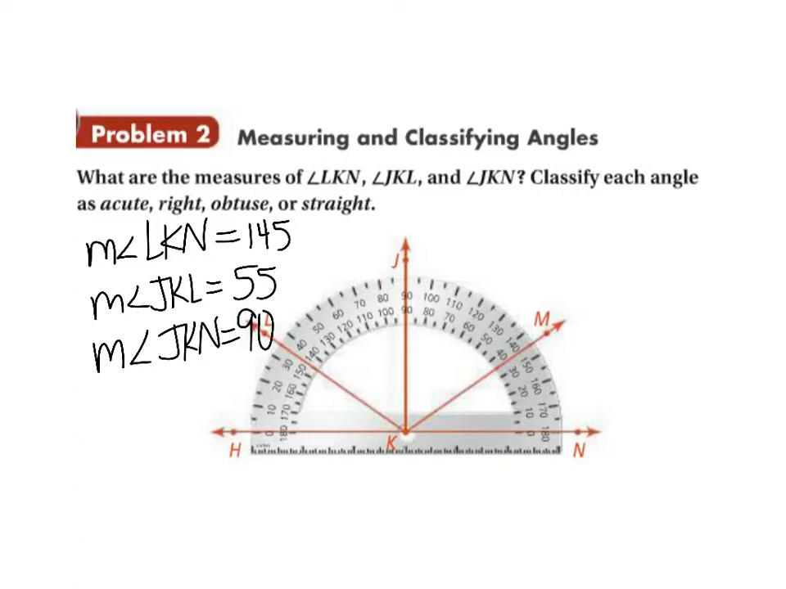Now it says classify each as acute, right, obtuse, or straight. Okay, so this one is greater than 90, so this one would be obtuse. This one's less than 90, it is acute. This one is 90, it's a right angle. The only thing I didn't have an example of is a straight angle.